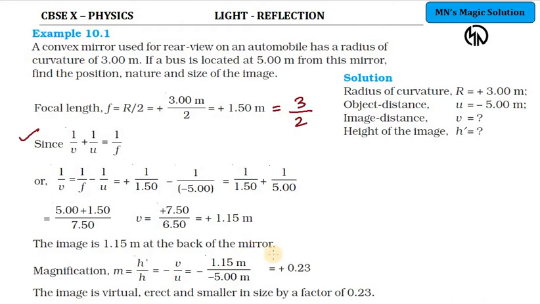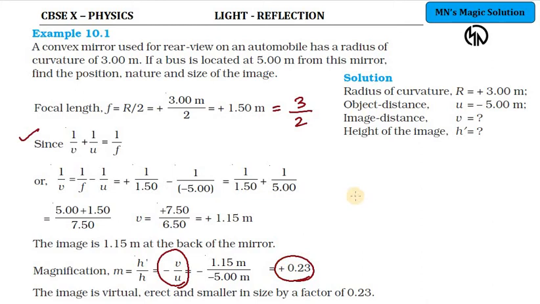At the back of the mirror, in the sense it is a plus sign, therefore it's a virtual erect image which is formed behind the mirror. Magnification, again as I told you, we have to use minus V by U formula, and using that we have obtained this height of image to be equal to 0.23 times the height of object.